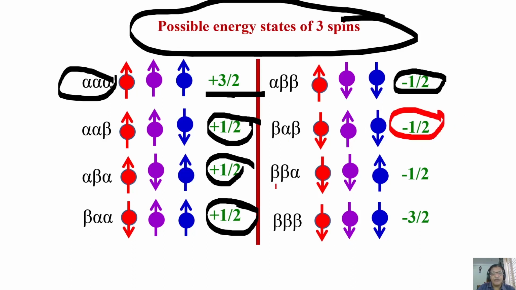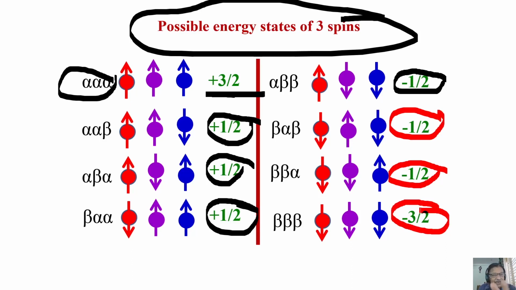What about this one? Beta, beta, alpha. This is beta, this is beta, this is alpha. So it turns out to be minus half. Now what about beta, beta, beta? All are minus half, minus half, minus half. All are oriented with spin states down. Then add up everything, it is minus 3 by 2. Are you all with me? These are the only possible energy states. You will find any other combination is not possible.